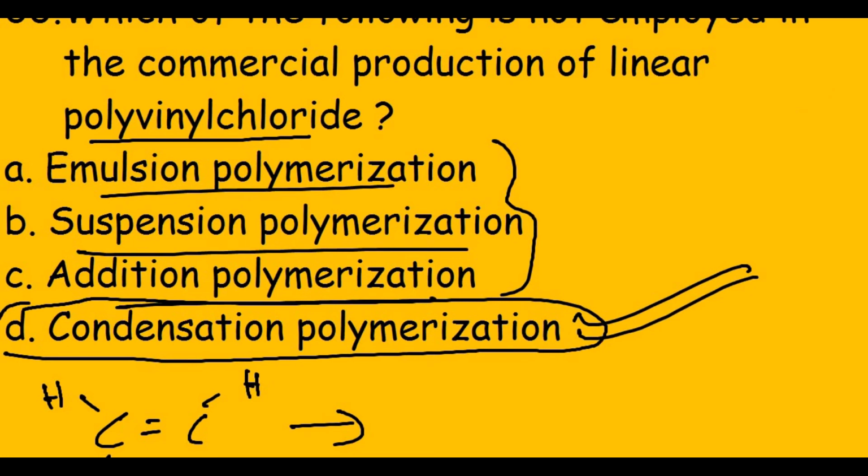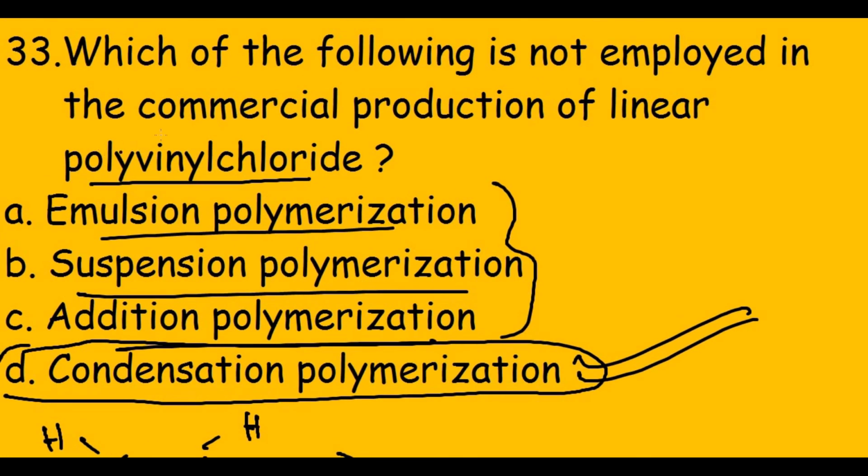They have asked, which one of the following is not employed in the commercial production of linear polyvinyl chloride? Not employed. So the answer is condensation polymerization. This is in no way related to formation of polyvinyl chloride.